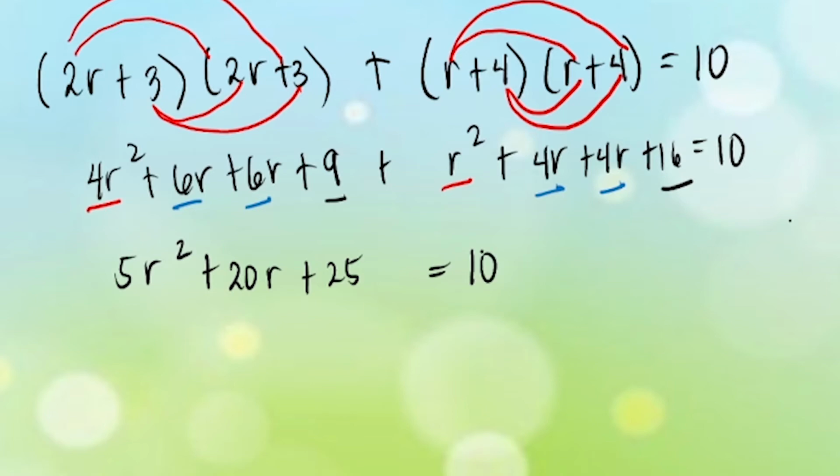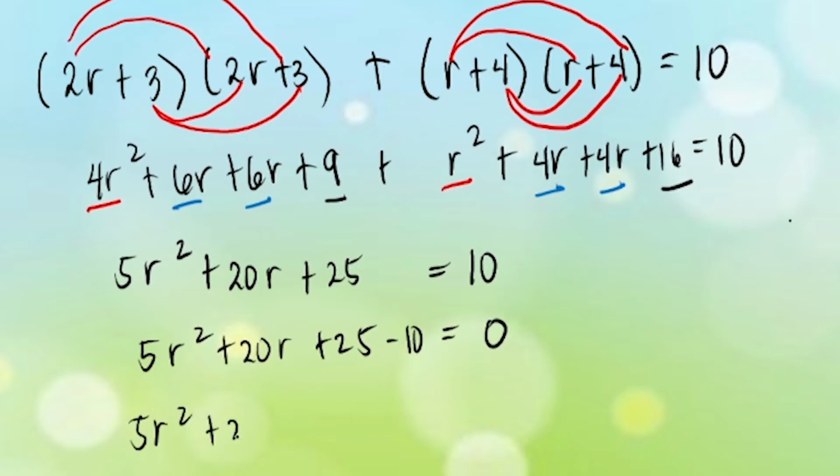equals 10. So we have to write all terms on the left side of the equation. So we have here 5r squared plus 20r plus 25 minus 10 equals 0. Still, we need to simplify it. We have 5r squared plus 20r plus 15 equals 0. As you can see from the given equation, we were able to transform it into a quadratic equation in the form ax squared plus bx plus c equals 0.